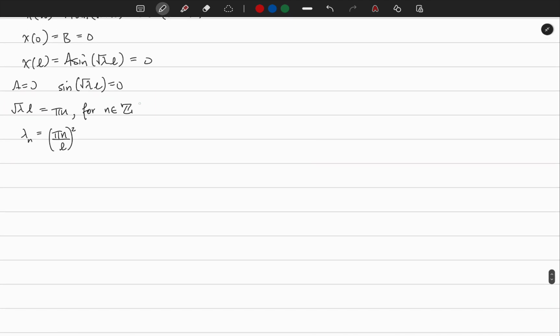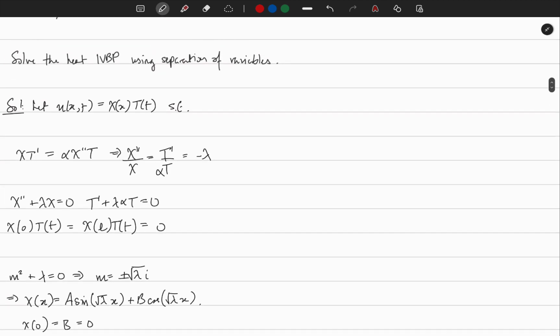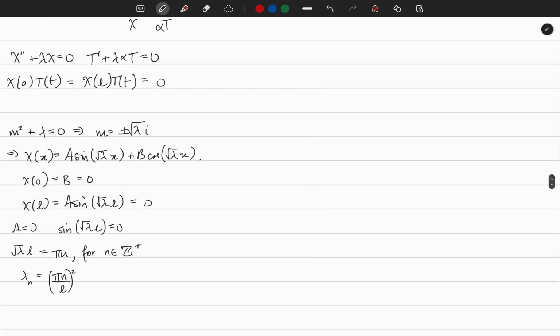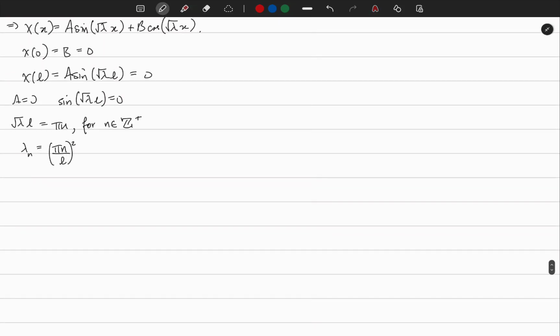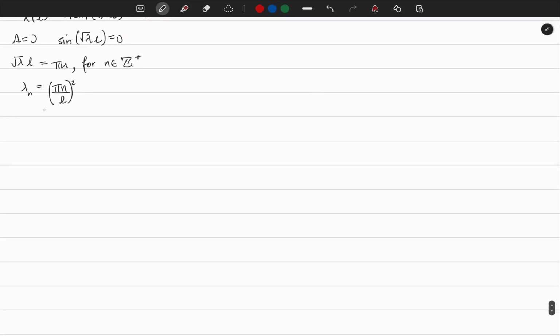Oh, I also must note this is for positive integers, since we are dealing with our domain being 0 to L. So now we have to subscript our x solution as well.